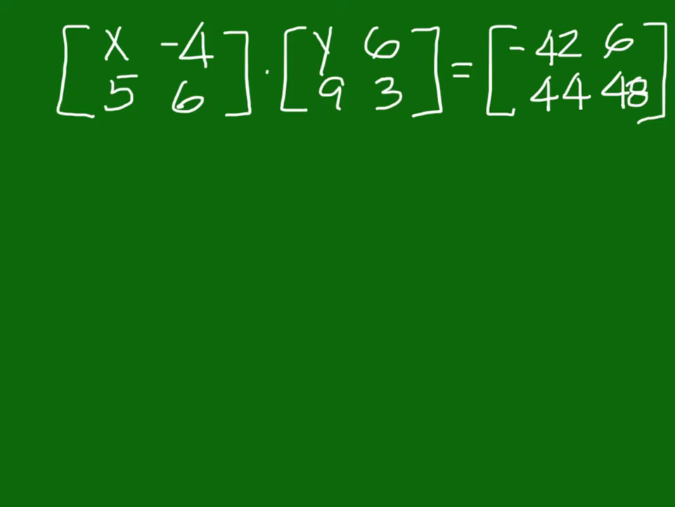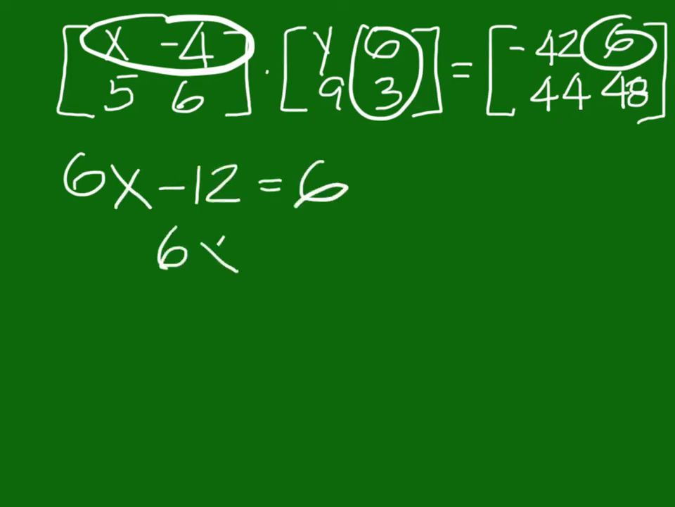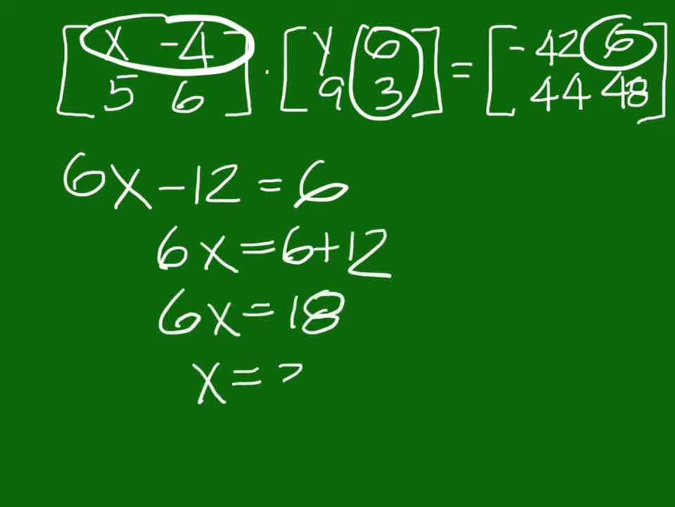For this problem, we can use this row and this column, which would pertain to 6. That would be 6x minus 12 equals 6. So 6x equals 6 plus 12, that would be 18. Therefore, x would have to be 3.